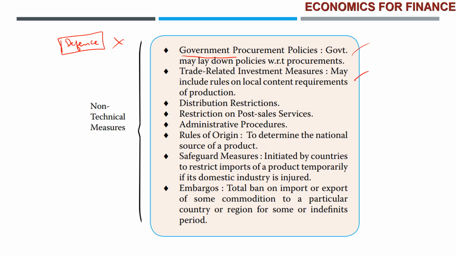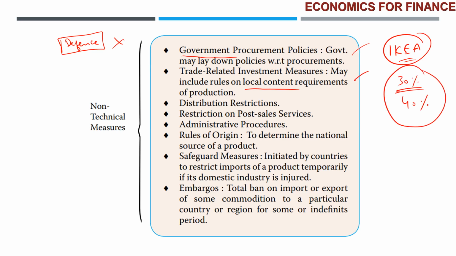And then trade-related investment measures may include rules on local content requirements of production. This is also quite popular, local content requirements. For example, when there is a huge furniture shop like IKEA, it requires at least 30% or 40% of the procurement of its furniture to happen within India. Only on that condition have they been given permission to open stores within India. Local content requirements are there.